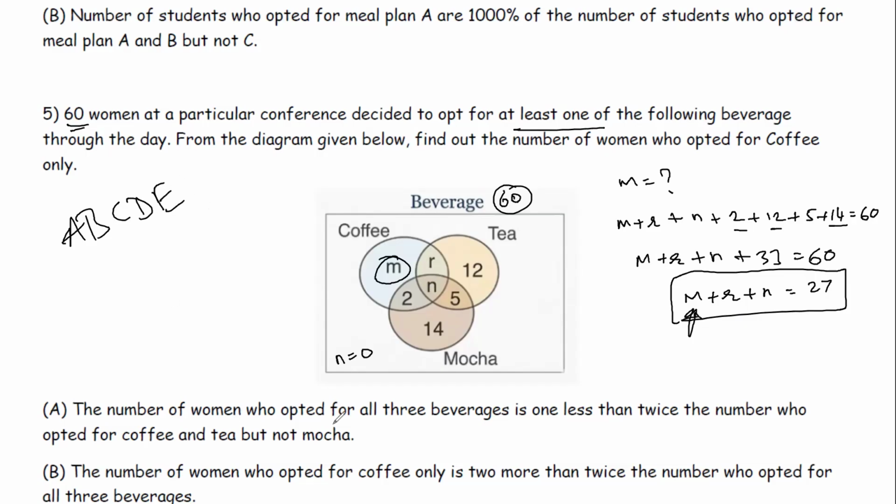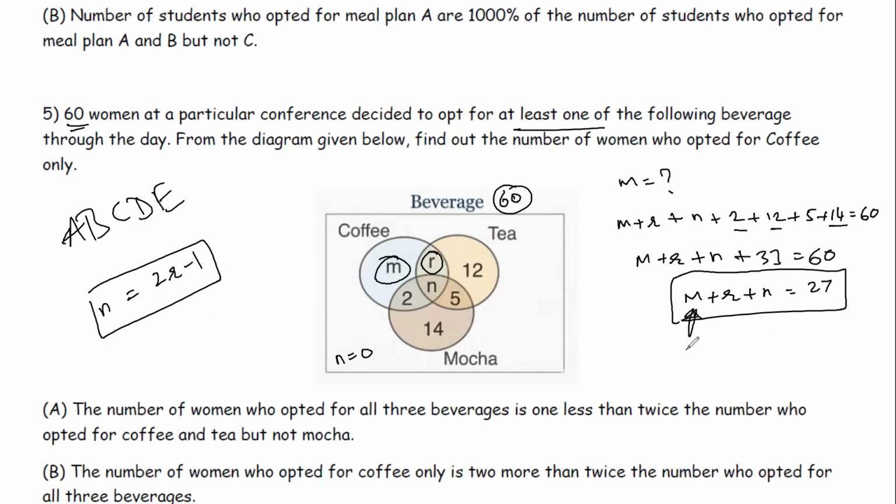The number of women who opted for all three beverages, that is N, is one less than twice the number who opted for coffee and tea, but not mocha. So one less than twice R, okay? So this statement and this statement, okay?